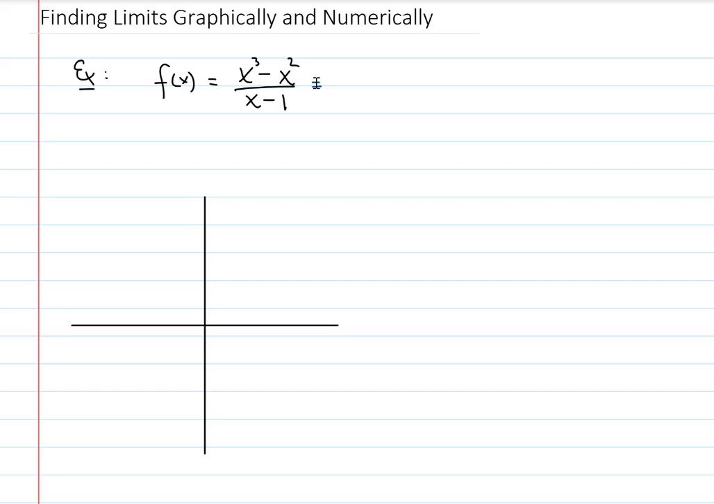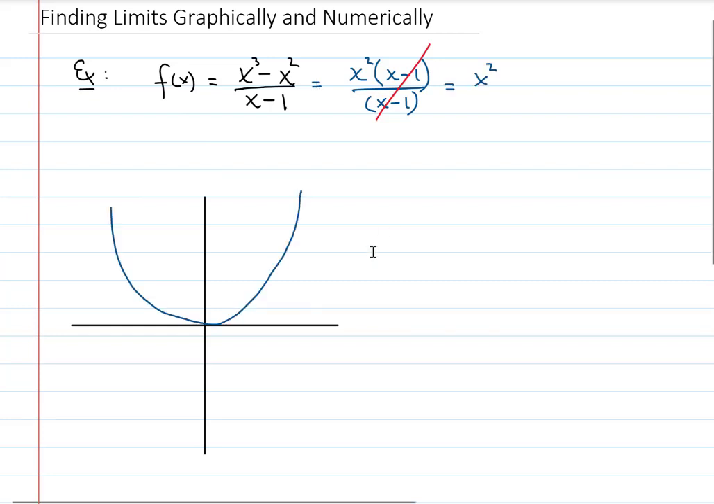The denominator is already factored, but you can pull out an x squared in the numerator. We have x minus 1, and we can see how we have a common factor here. We want to go ahead and cancel it out, so we really just end up with an x squared. Roughly, we get something like this. It's not perfect, guys, but we know we intersect the origin there.